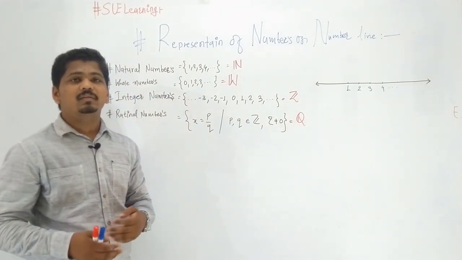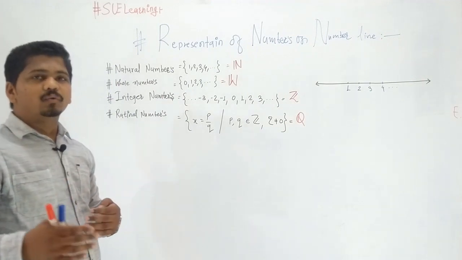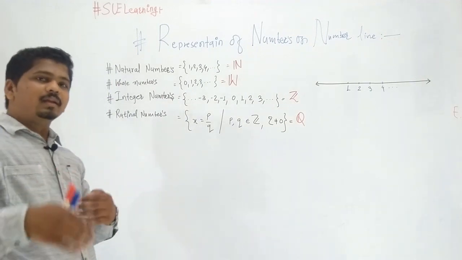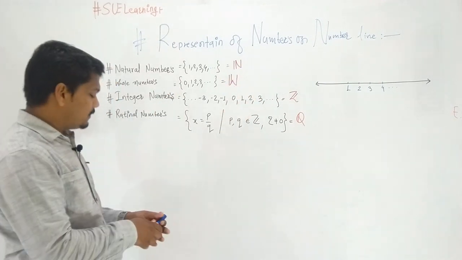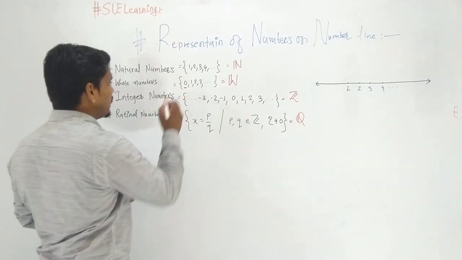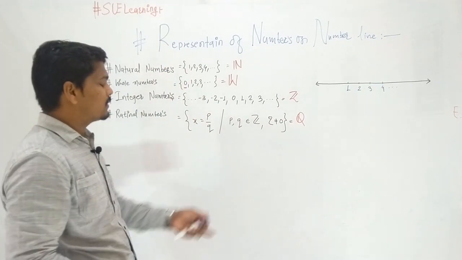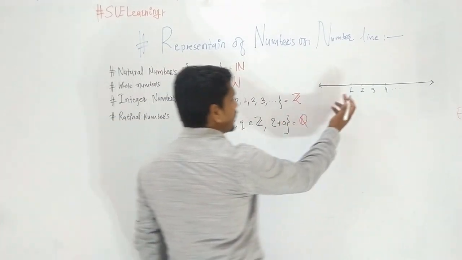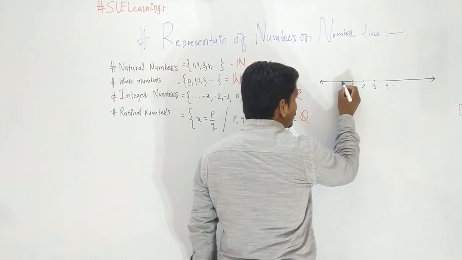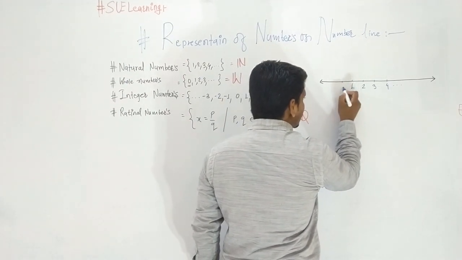Okay, the whole number set consists of 0 and 1, 2, 3, that is, 0 and the natural numbers. Now we have plotted our natural numbers. The extra term here is 0 only. Okay, 0 is the extra term, others are nothing but natural numbers. Now where are you going to plot your 0? 0 goes exactly on the left hand side of 1 at the same distance, like this. Okay, this is your 0.